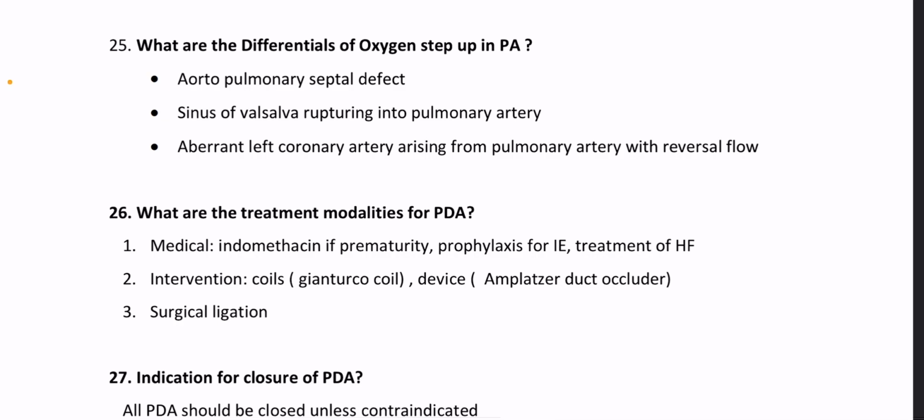What are the treatment modalities for PDA? Medical management includes indomethacin if prematurity, prophylaxis of infective endocarditis, treatment of heart failure. Intervention includes coils, Gianturco coil, device name is Amplatzer duct occluder.